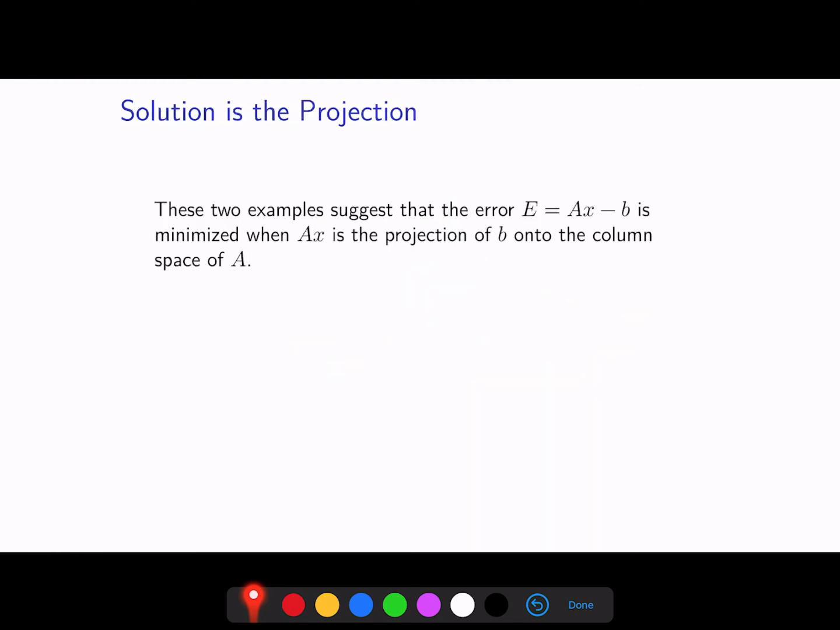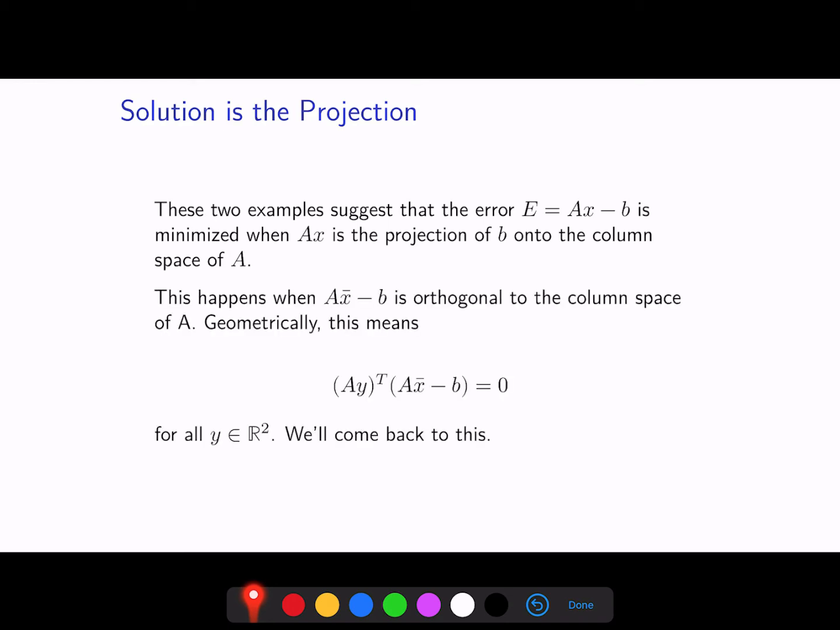So these two examples suggest that the error vector, AX minus B, is minimized when AX is a projection of B onto the column space of A. So this happens when AX minus B is orthogonal to the column space of A. So geometrically, that means that AX minus B dotted with AY is 0 for all Y, because AY is a linear combination of the column vectors of A. So we'll come back to this in a minute.